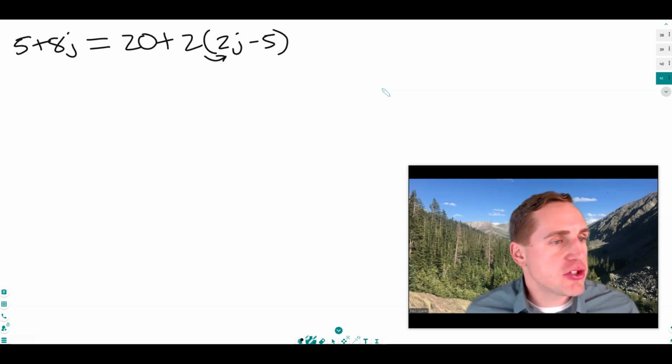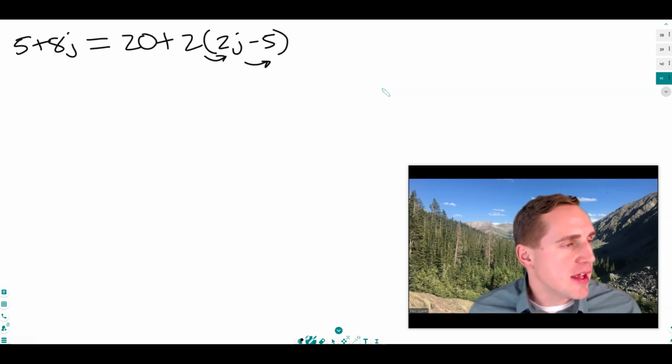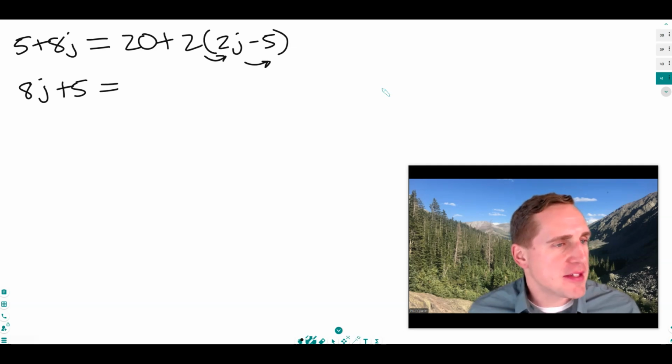So I'm going to distribute this 2, and I'm going to put the j's before the numbers. So this is going to be 8j plus 5. We can switch the order of addition. And this is going to be, let's see, 2 times 2j is 4j. And then this is going to be minus 10 after distributing, but then we got a plus 20. So minus 10 and plus 20 gives us plus 10.